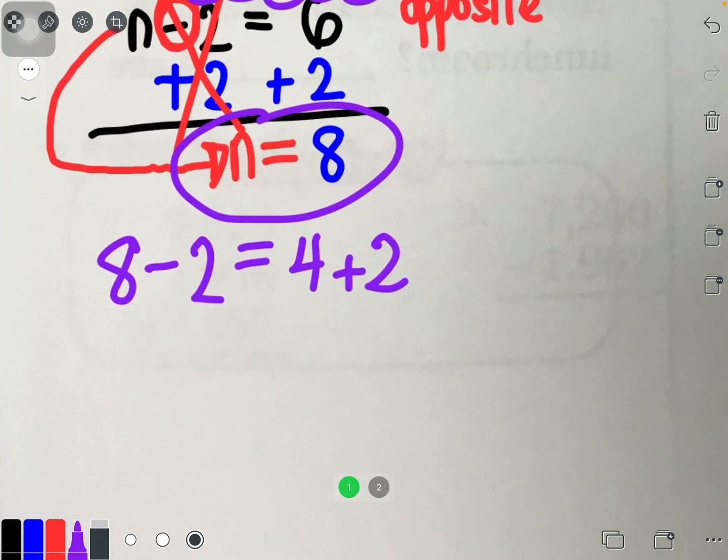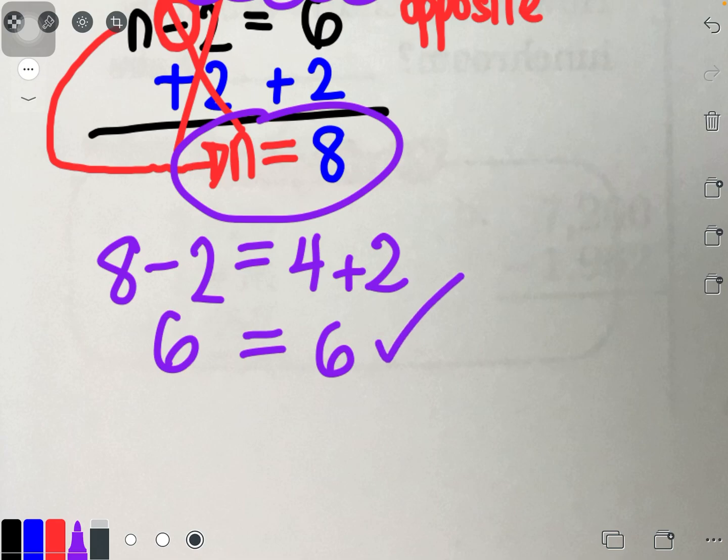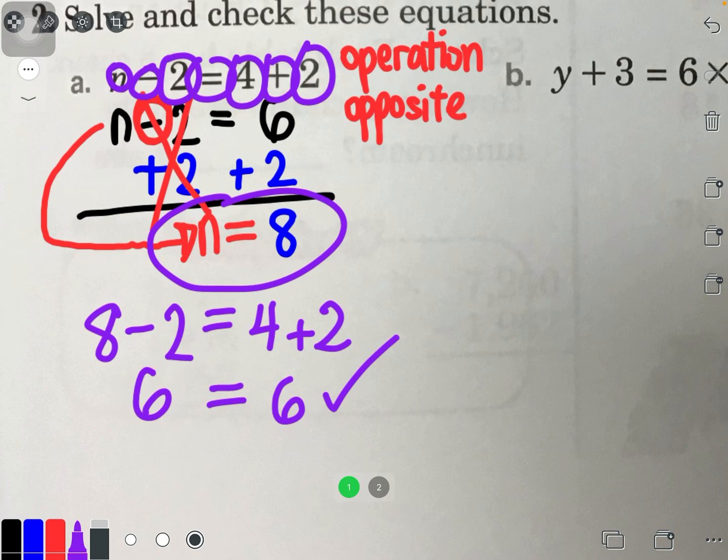Well, I already know that 4 plus 2 is 6, equals, but 8 take away 2? Do I need to use my fingers for that? Perhaps. 7, 6. 8 take away 2 is 6, and 6 equals 6. So that's correct. So n equals 8.